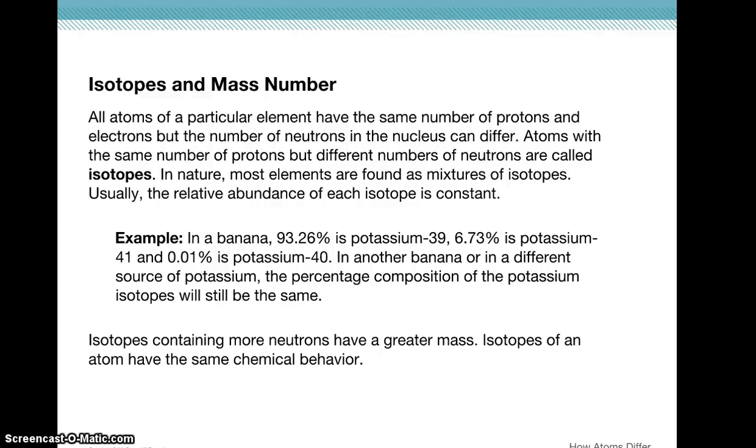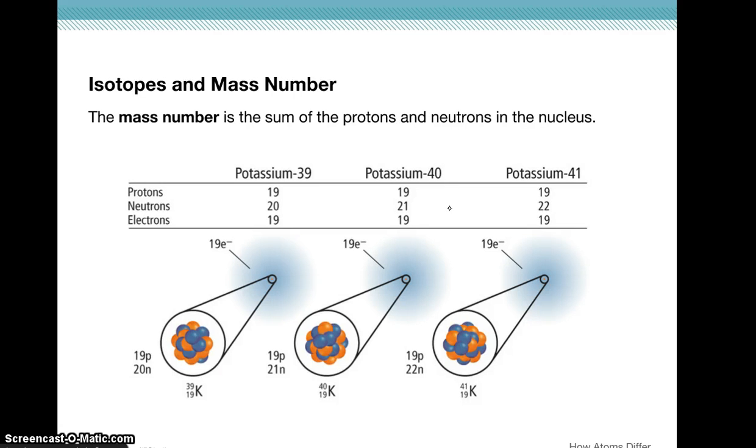For example, in a banana, 93.26% of the potassium is potassium 39, 6.73% is potassium 41, and 0.01% is potassium 40. So when you're looking at the isotopes, you represent the isotope with the name of the element and then this number at the end. That number is called the mass number. The mass number is the sum of the protons and the neutrons in the nucleus. So in our example, potassium 39, the 39 is the mass number.